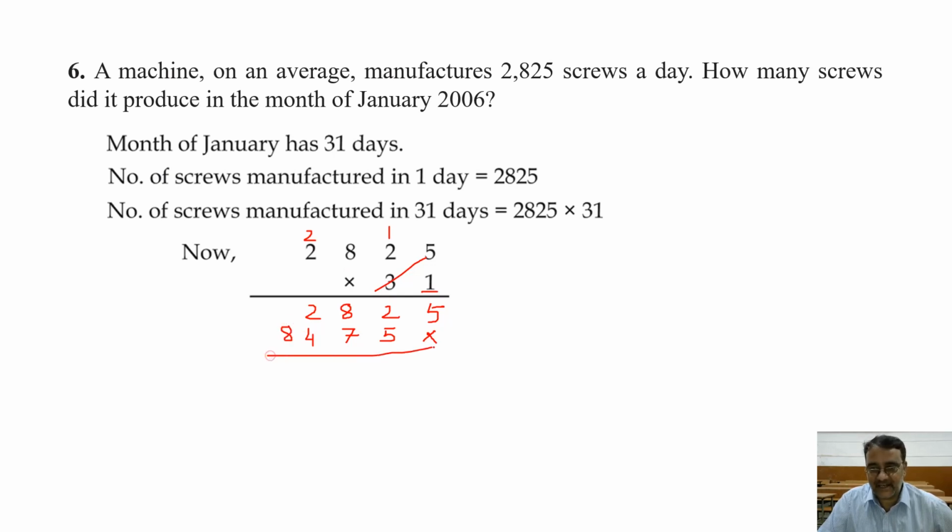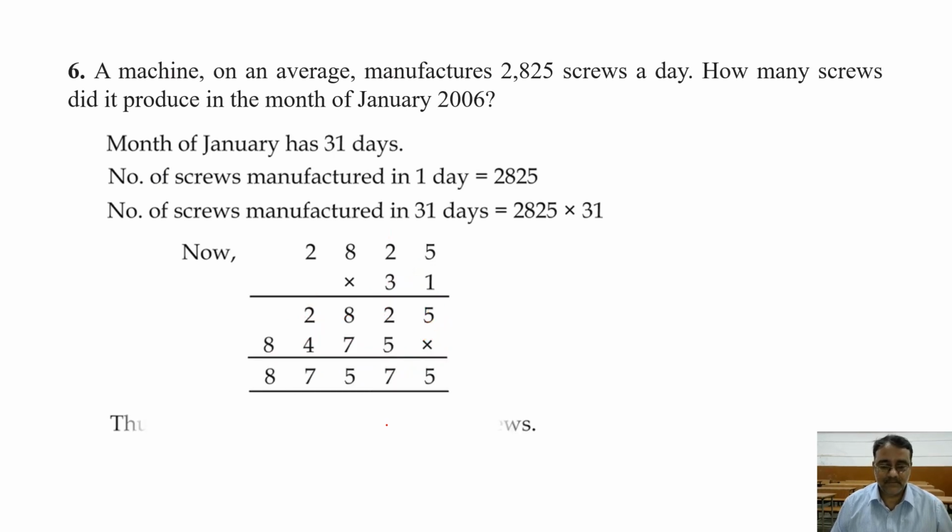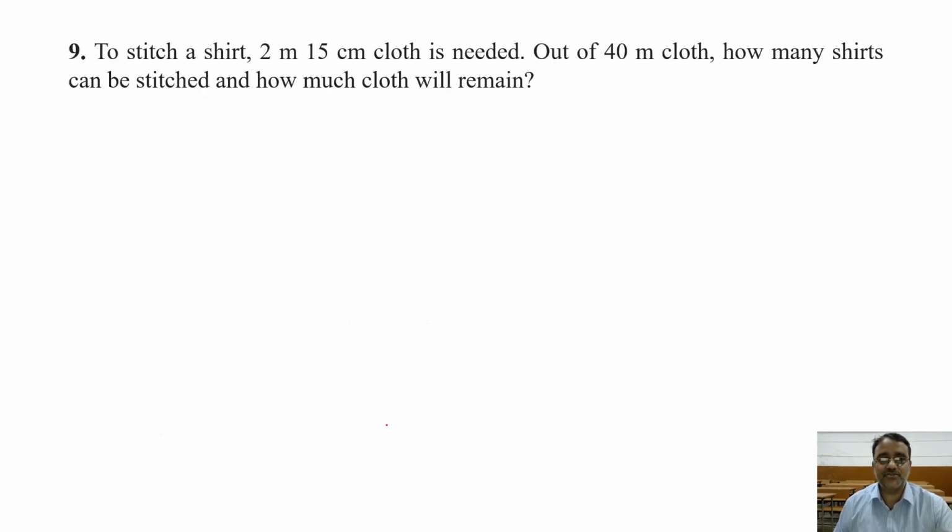Now we have to add. So here 5, 7, 8 plus 7 is 15, so 5 comes here and 1 here. 2, 1 plus 2 plus 4 is 7 and then 8. 8. So 87,575. So this is the total number of screws manufactured. Now we are moving toward the next question.